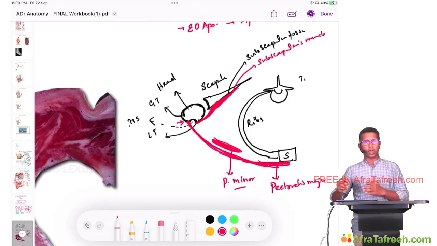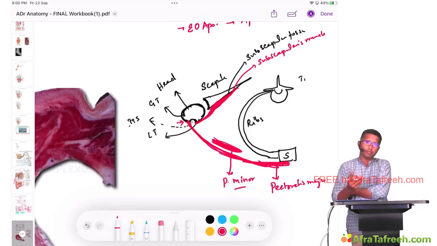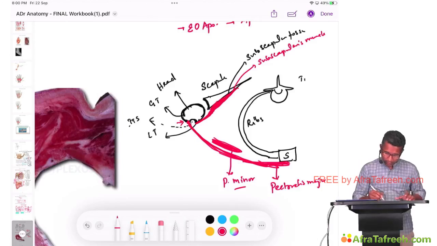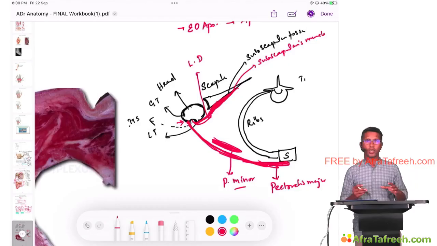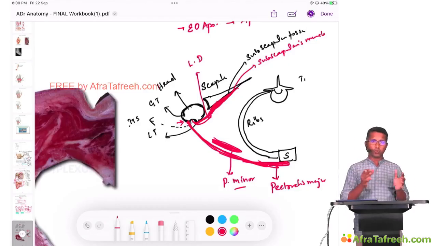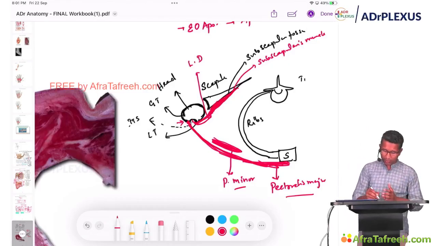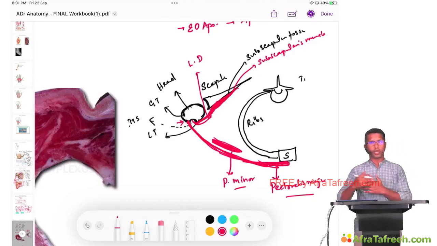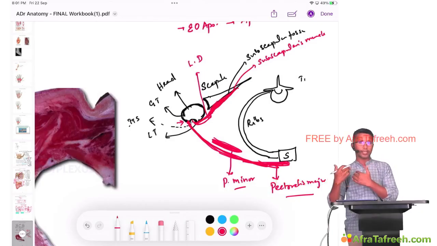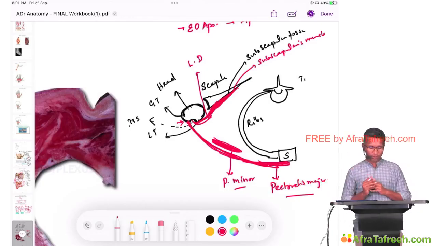And you also got a lot of muscles from the back, and the main one is latissimus dorsi, which is getting inserted into the intertubercular sulcus. You also know the mnemonic: there is a lady in between 2 majors. One is pectoralis major, another one is the teres major, and you get latissimus dorsi in between these 2. Pectoralis major is on the anterior side, latissimus dorsi is on the posterior side.